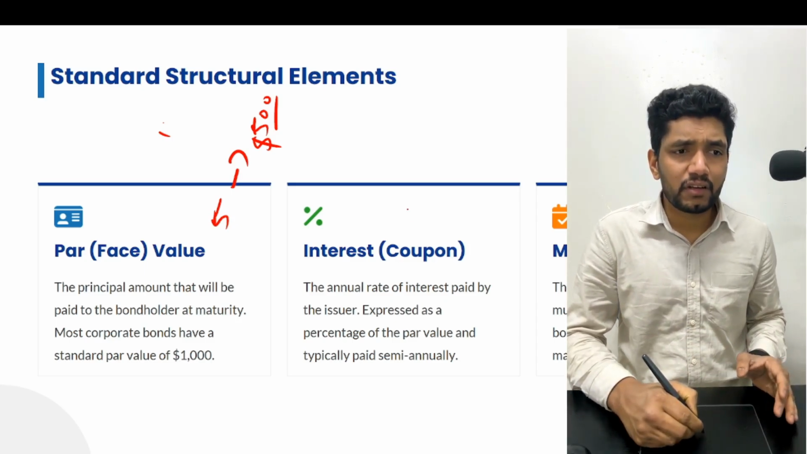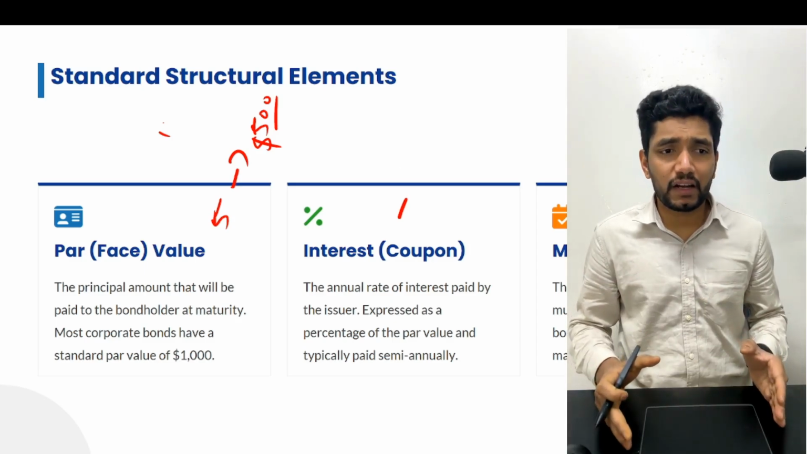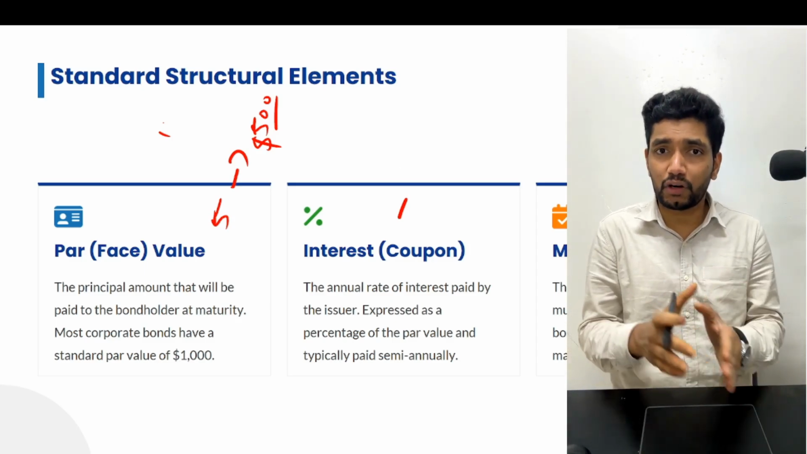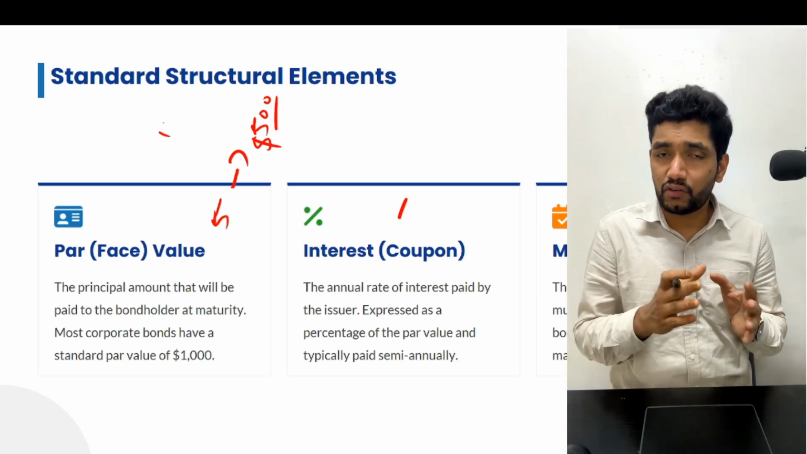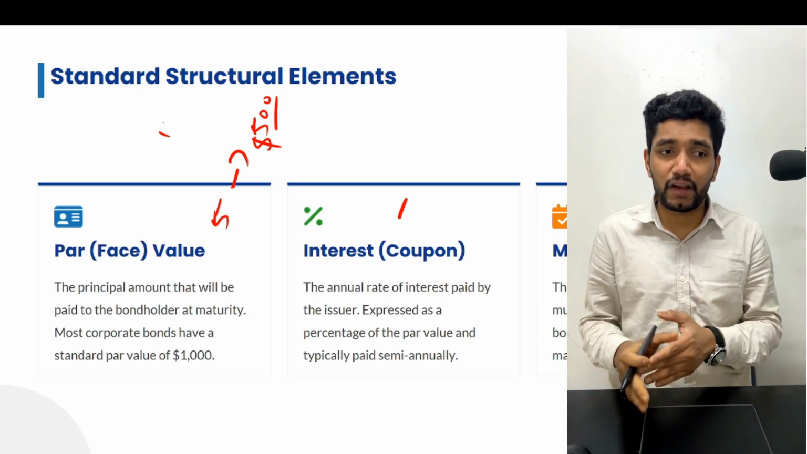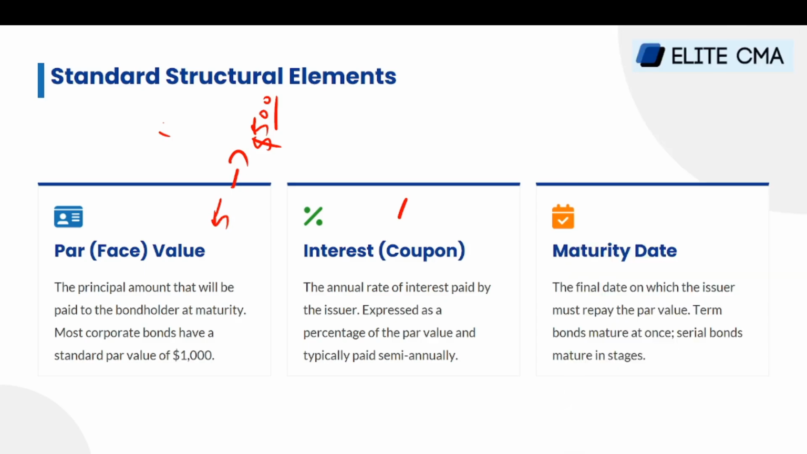That means that is the amount agreed to repay at the end of the bond period. So now the interest. Interest is the annual rate paid by the issuer to the investor. It is normally expressed as a percentage of par value and typically paid semi-annually. It's based on the bond indenture. So the interest is the annual rate, fixed against the bond, that has to be paid by the issuer to the investor.